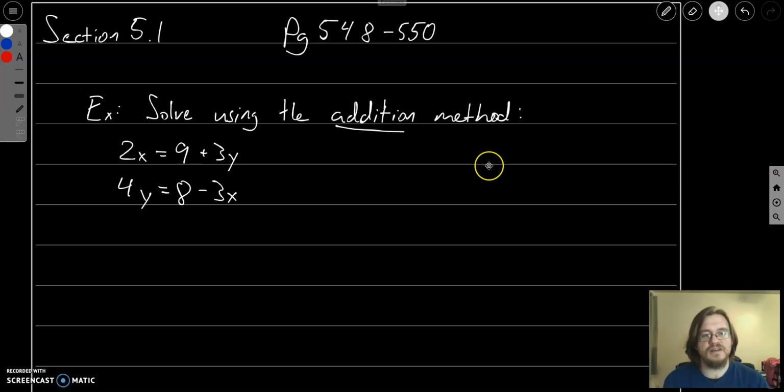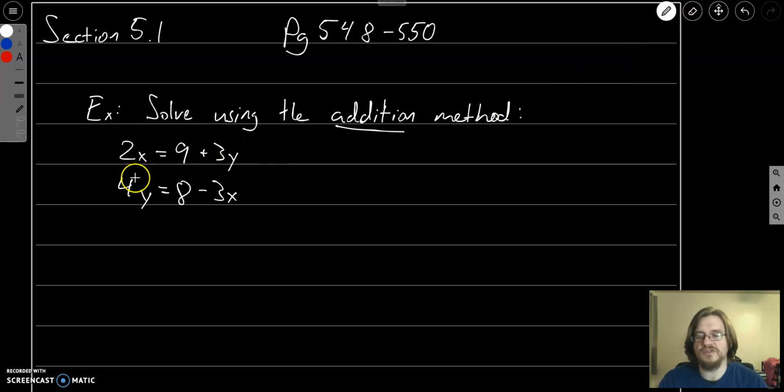Hello and welcome back. We will continue with section 5.1, looking at solving systems of equations. We did one example of this before, let's do another. So we'll solve this system of equations using the addition method.